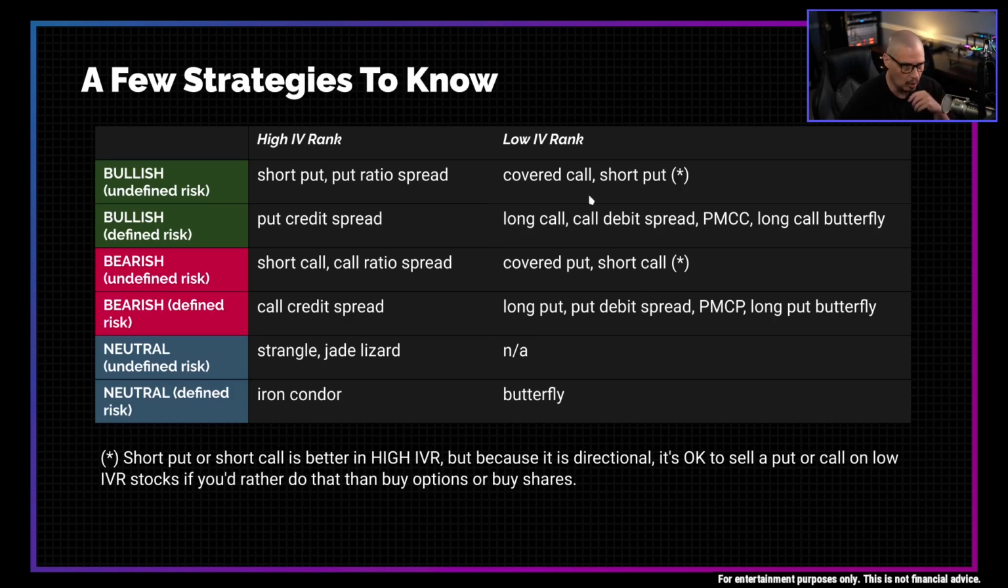You can also sell a call on something that has low IV rank, even though you're not going to benefit from that volatility contraction. Again, just a naked short call does have a directional component, and if you get the direction right that you're betting on, that short call will still be profitable.